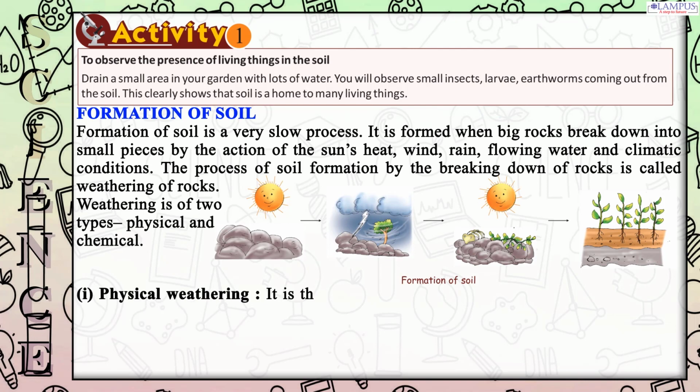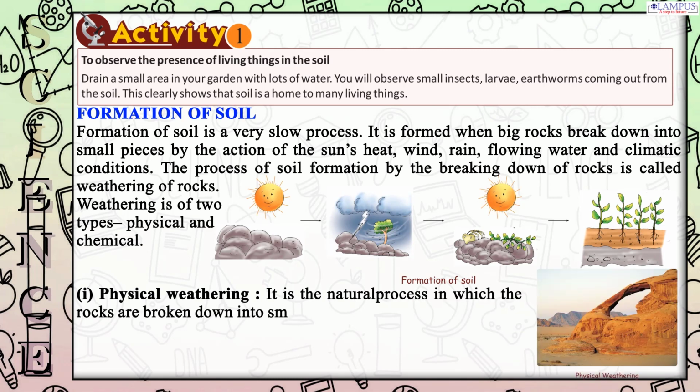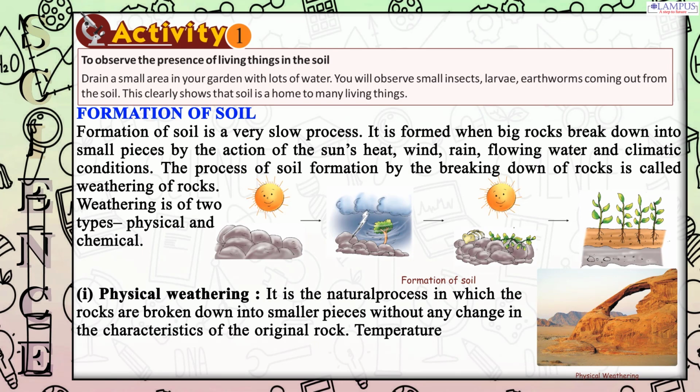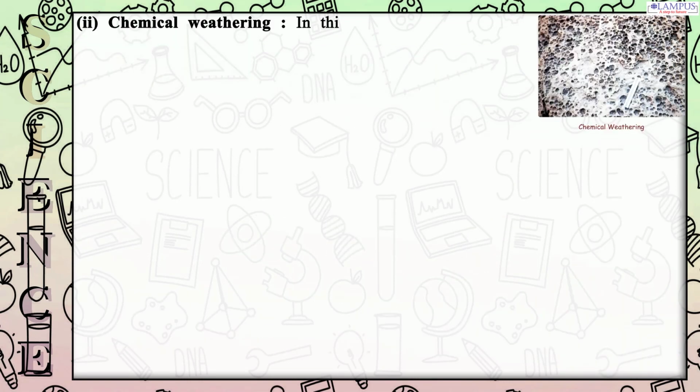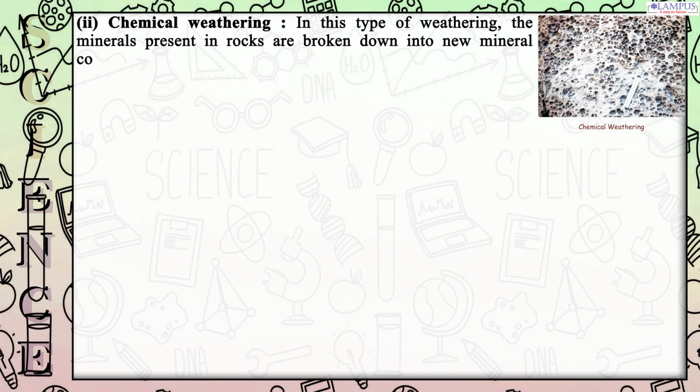1. Physical weathering. It is the natural process in which the rocks are broken down into smaller pieces without any change in the characteristics of the original rock. Temperature difference, growing roots of plants, frost etc. cause such a change. 2. Chemical weathering. In this type of weathering, the minerals present in rocks are broken down into new mineral components. This results in a change in the chemical nature of the rock.